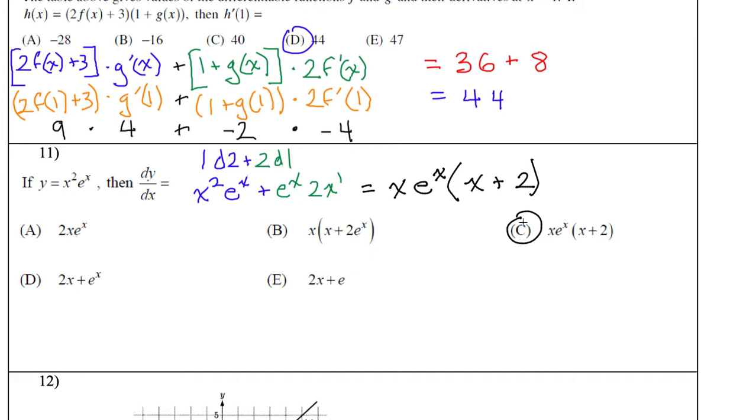There it is, C. So for that you kind of just want to factor. Yep, so product rule, then factor it out. Factor out the GCF.